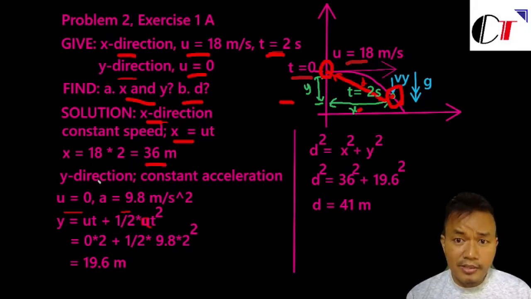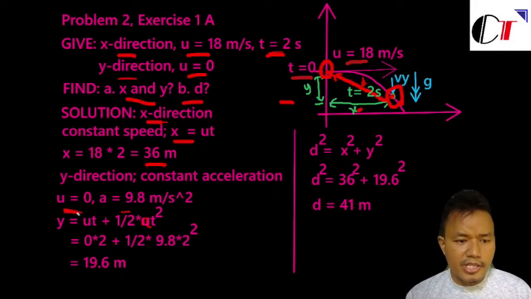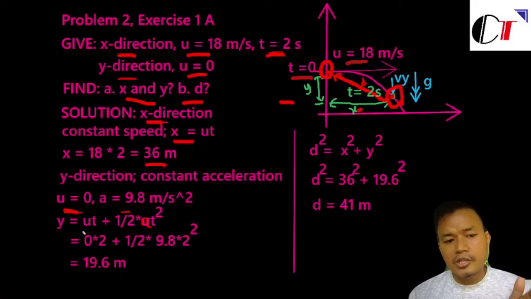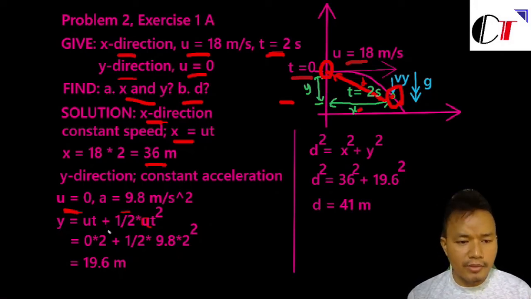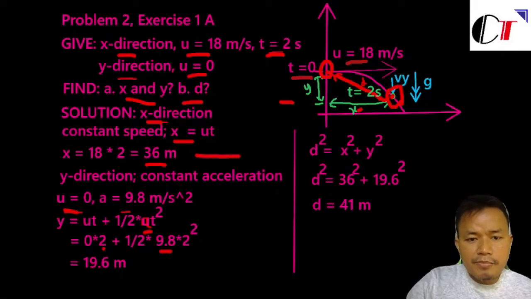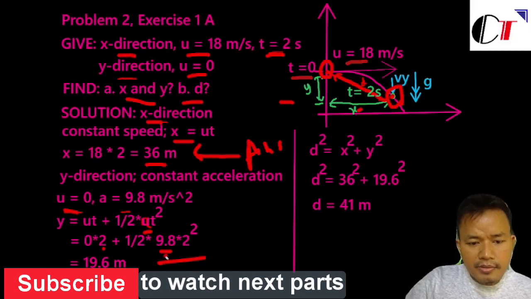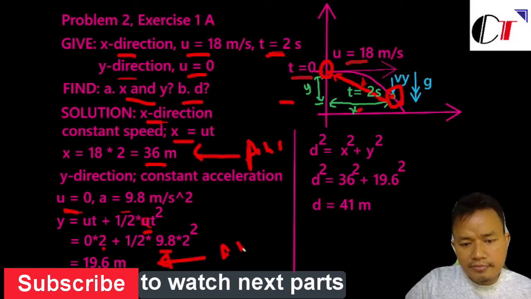In the y direction, the motion is constant acceleration, so initial speed u is 0, acceleration is 9.8 meters per second square, and the vertical component of the displacement y will be just ut plus half at square. So u is 0, t is 2, acceleration due to gravity of free fall is 9.8. So after you work it out, you will get 19.6 meters. So the solution to part A is this x and this y are the answer.